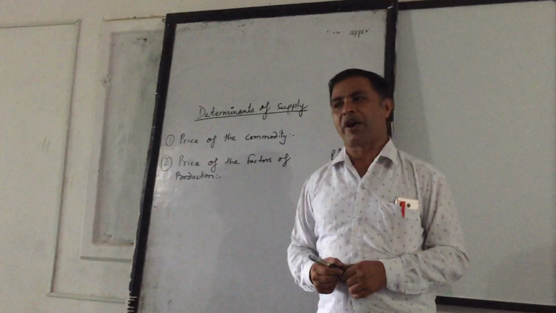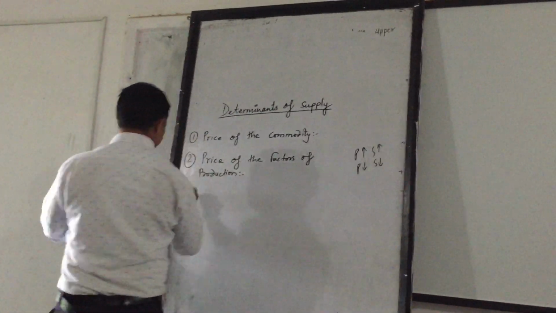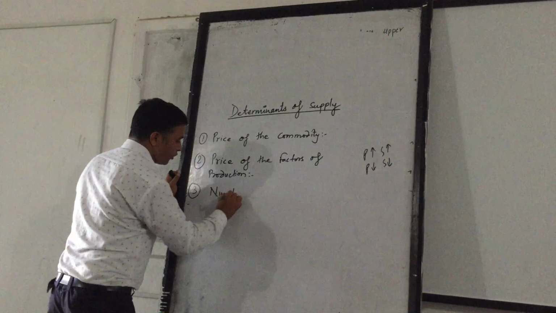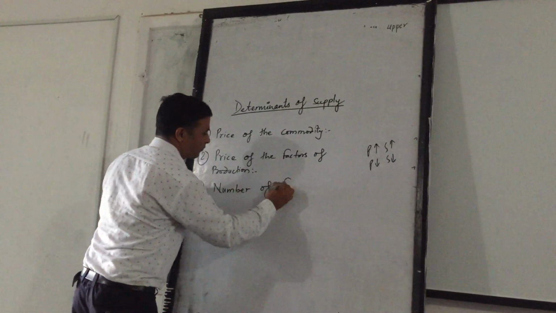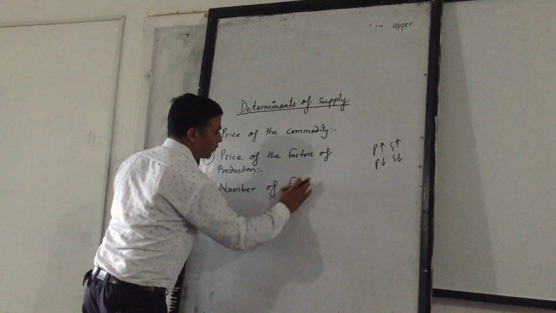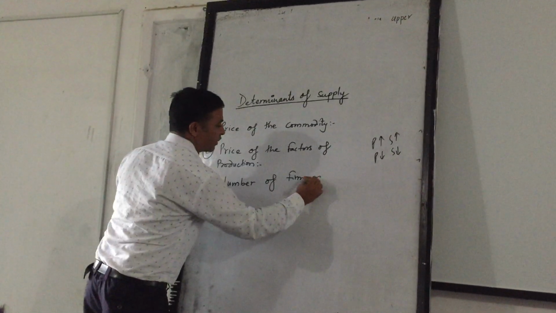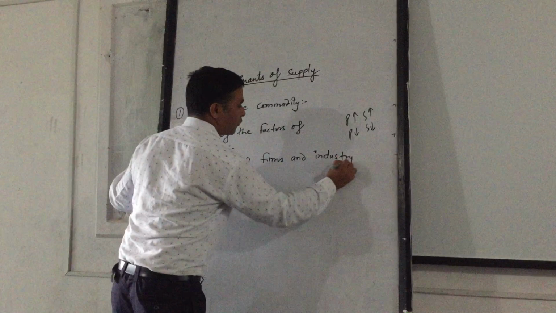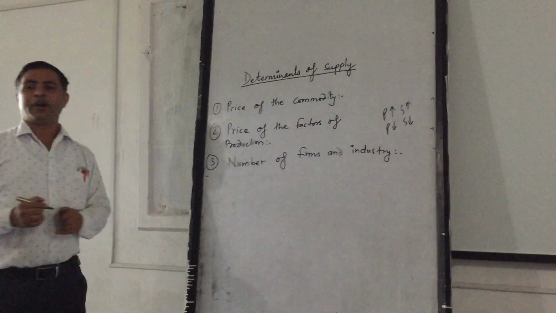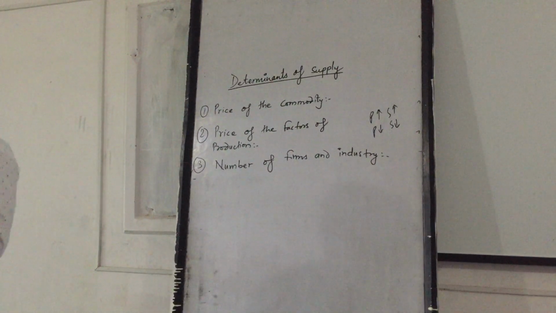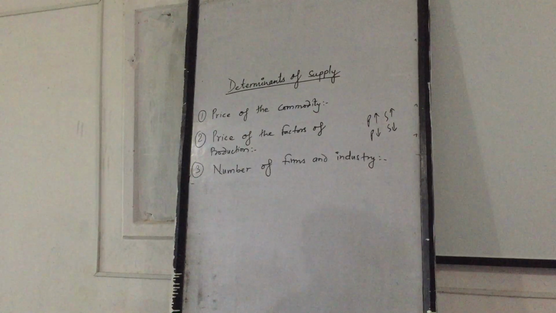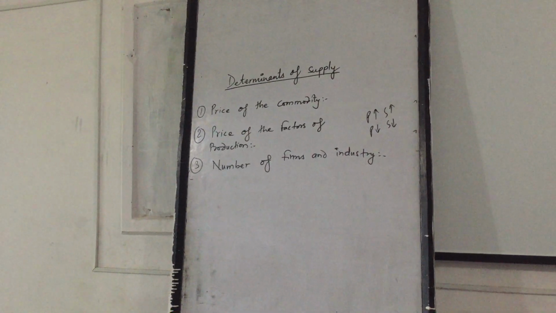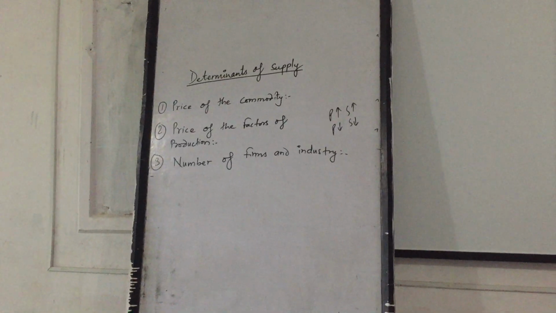So another determinant: price of the factors of production. Now third, number of firms and the industry in the country. If there are so many firms and industries established, certainly they produce maximum production.